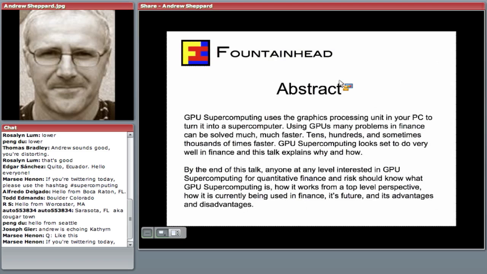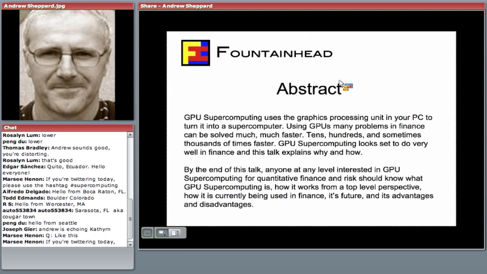So by the time you finish this webinar, you should walk away with a sense of how GPU technology works at a fairly high level, how it's been applied in finance at the present time, how it might be applied in finance in the future, and some of the darker sides of the technology, some of the consequences for the financial landscape.